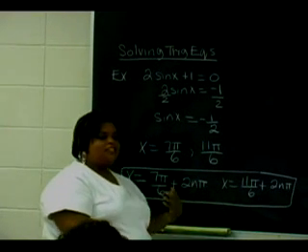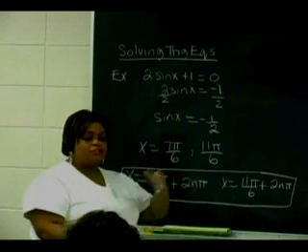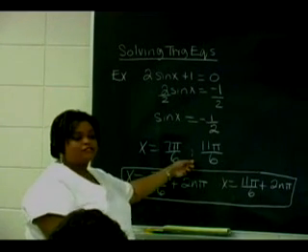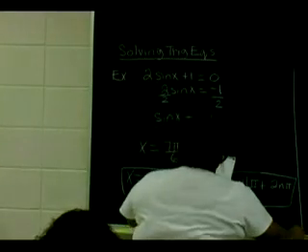Now that is if it just says find solutions. The directions may say find all solutions from 0 to 2 pi, and then these will be our answers. So it depends on the directions. But here we're finding all solutions.